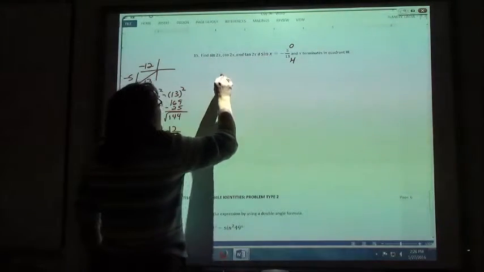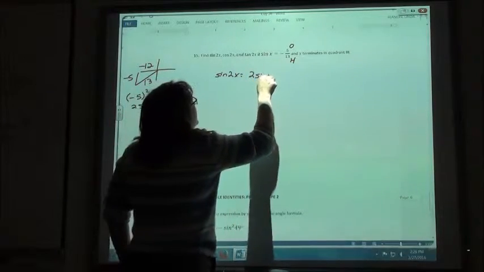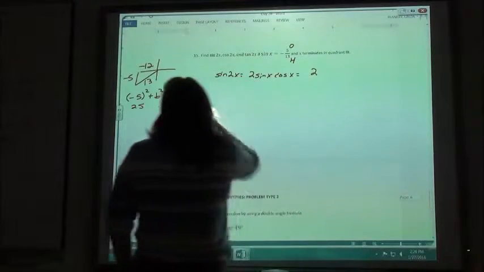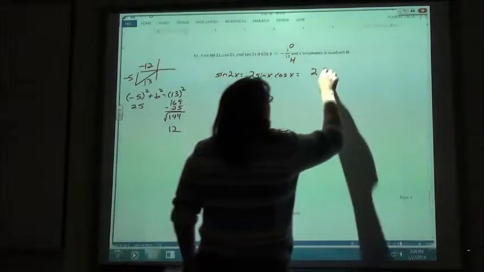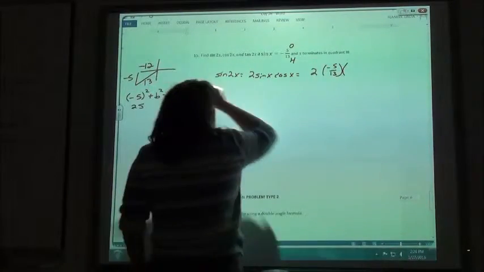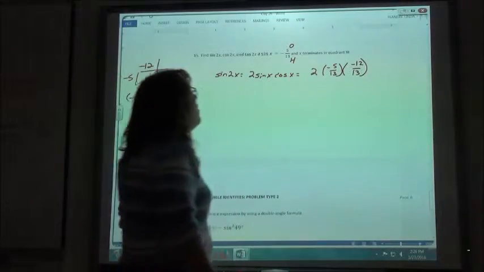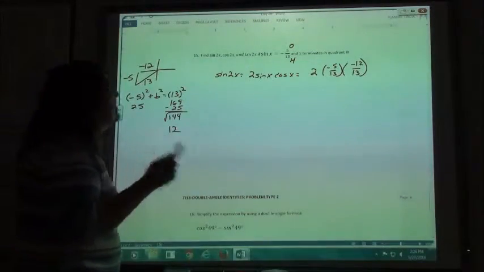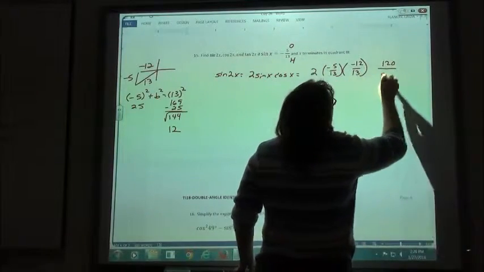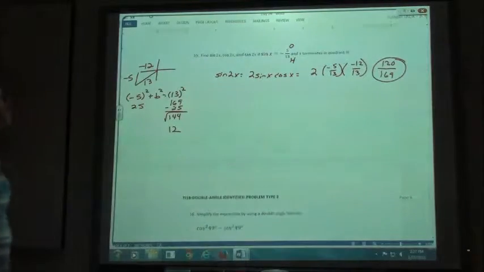So sine of 2x is 2 sine of x, cosine of x. So 2, the sine is negative 5/13. The cosine is negative 12/13. Multiplying all of that together, negative 10 times negative 12 would be positive 120. 13 times 13 is 169. So I get 120 over 169.